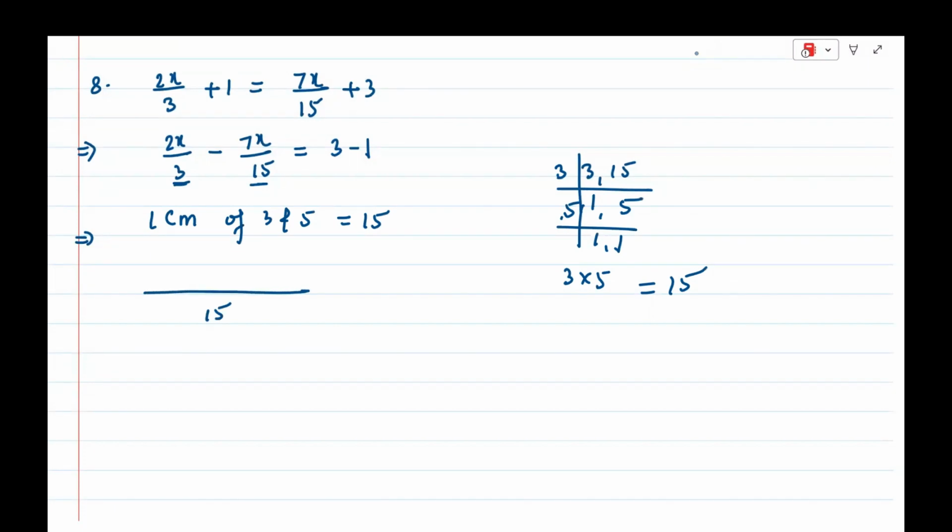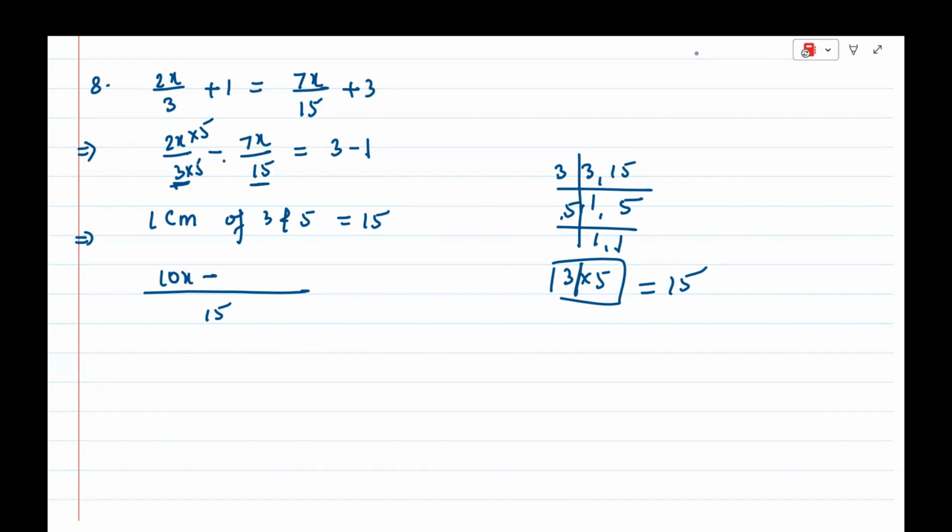After taking the LCM, I need to make each and every denominator equal to the LCM. So here I have 3. Out of this, if I hide 3, I have 5. So multiplying by 5 in numerator and denominator, you get an equal denominator. See, 3 5s are 15. So here, 2 5s are 10x.